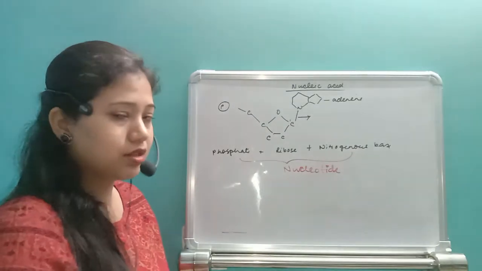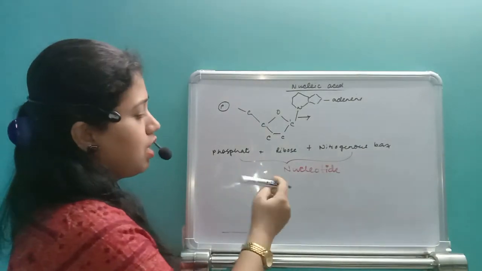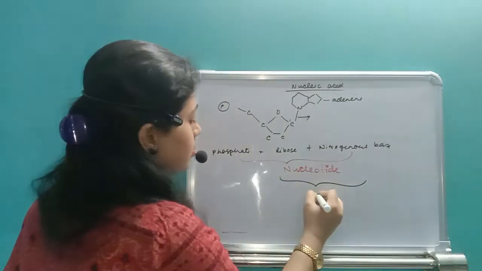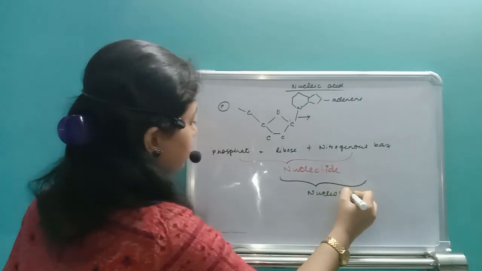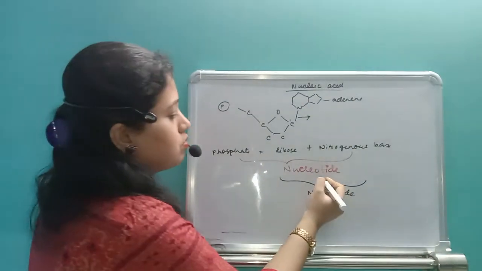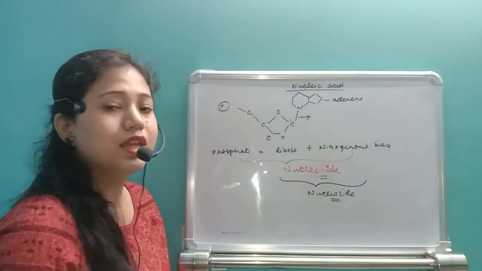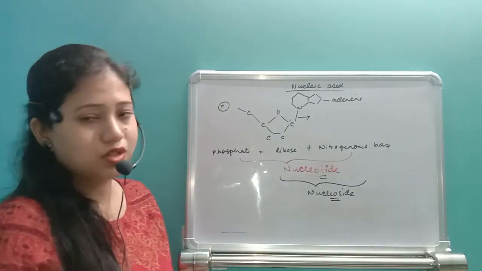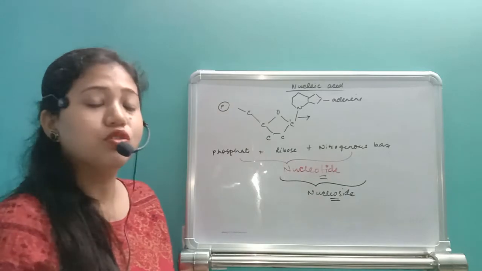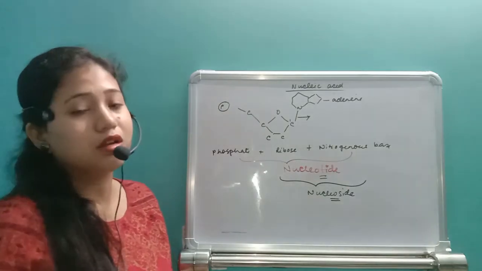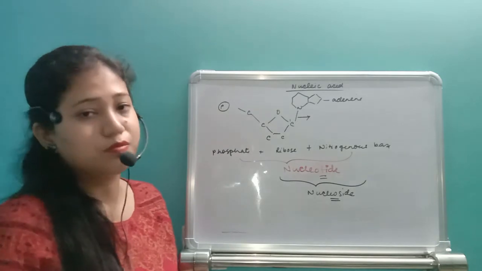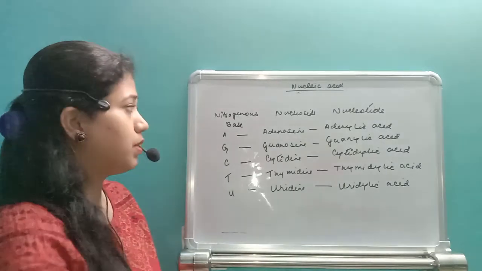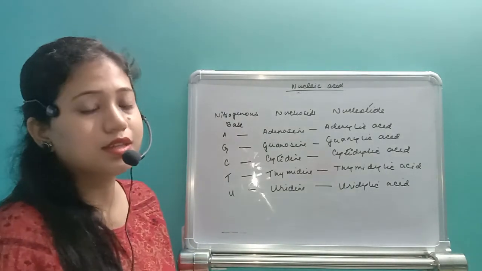Now in this nucleotide, if you remove this phosphate, okay, and you are getting only the ribose sugar and the nitrogenous base, then it will be called the nucleoside. Okay, so just remember the differences between the nucleotide and nucleoside: in the nucleotide we are going to have the phosphate, the ribose sugar and the nitrogenous base. But if it is the nucleoside, we are going to see only the ribose sugar and the nitrogenous base, not the phosphate.